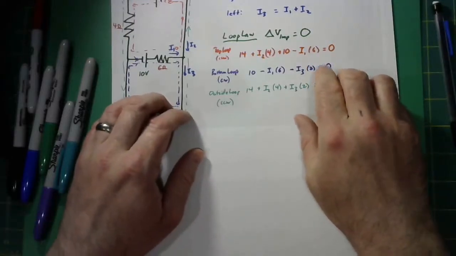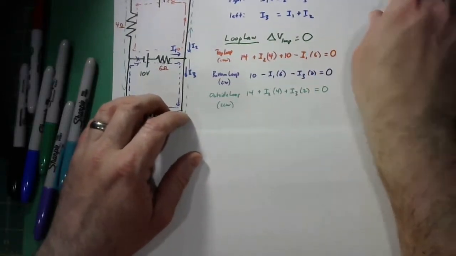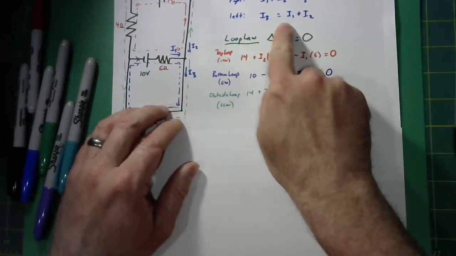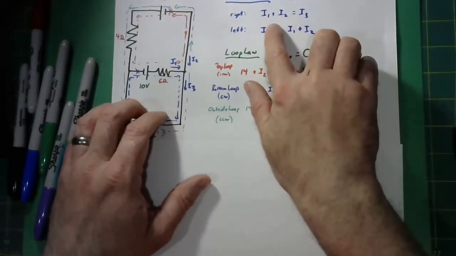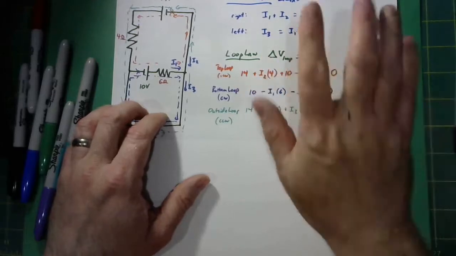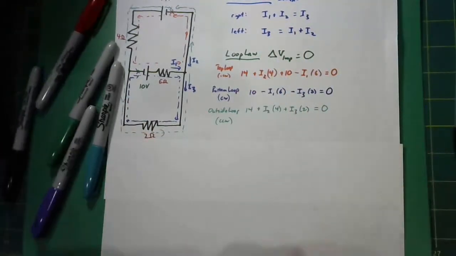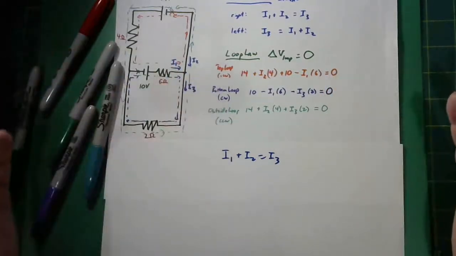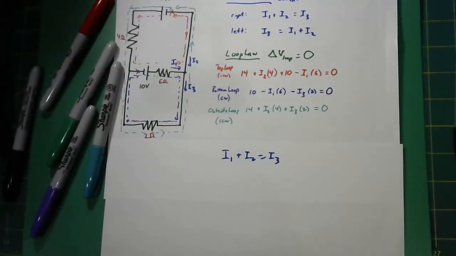We're going to use the junction law. We'll use the right one. That's kind of nice: I1 plus I2 equals I3. So we're going to use that equation. Do you want to just use the top loop and the bottom loop? Sounds good. Let's use those.